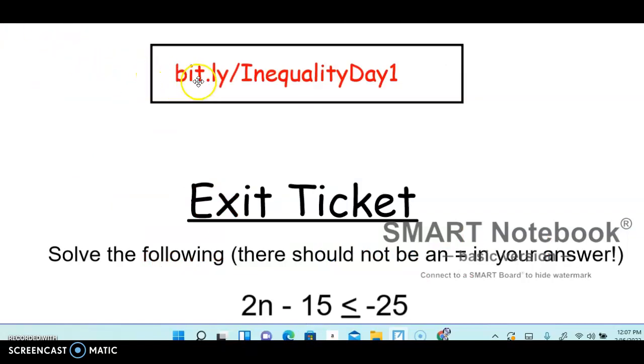Your assignment today is going to be the bit.ly, capital INEQUALITY capital DAY 1. There's about 15 problems on this bit.ly, so you need to go in and complete it and shoot for 100% before you move on to something else.